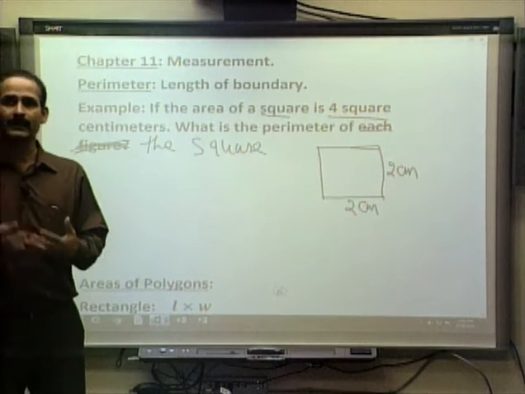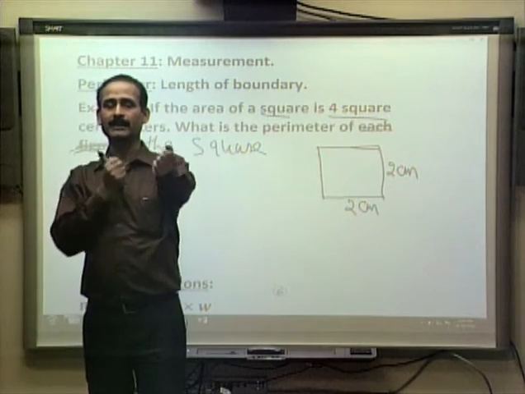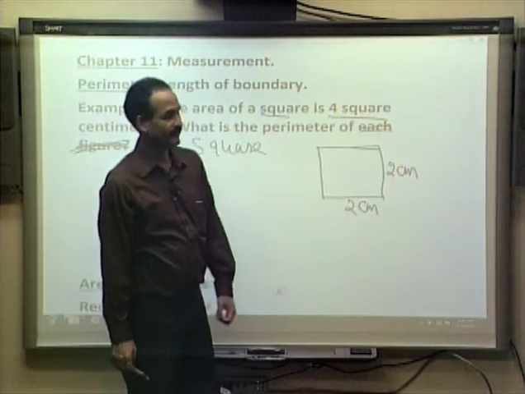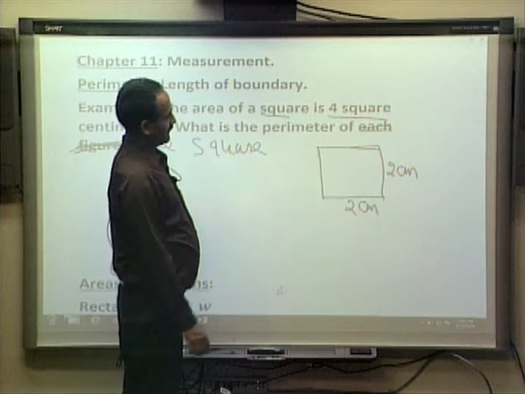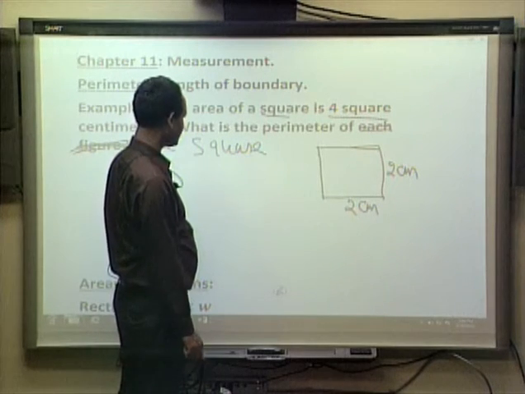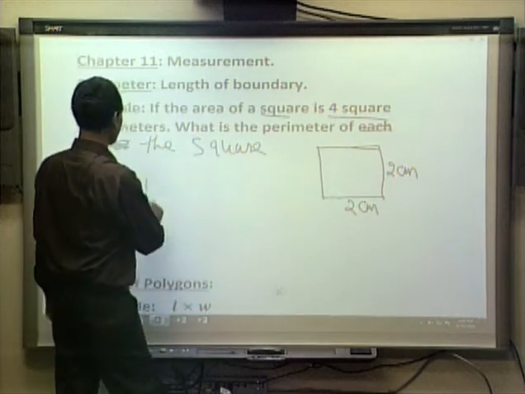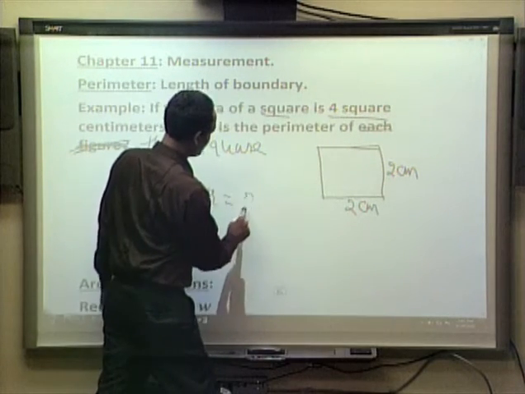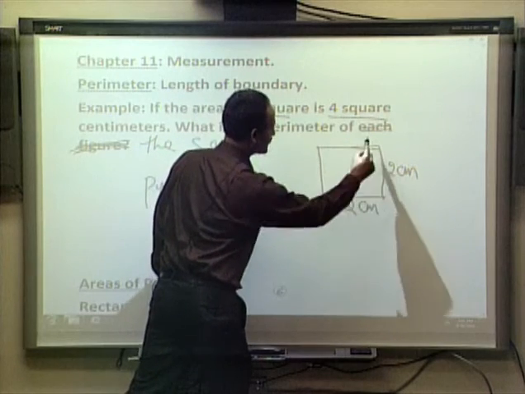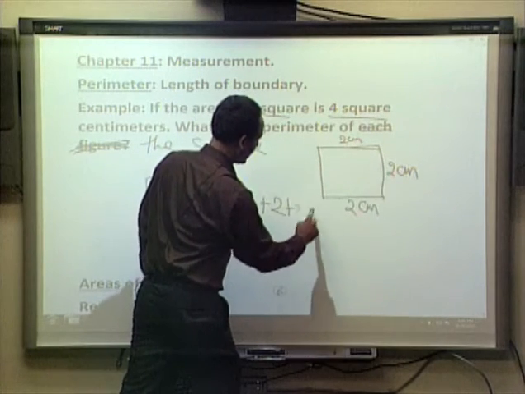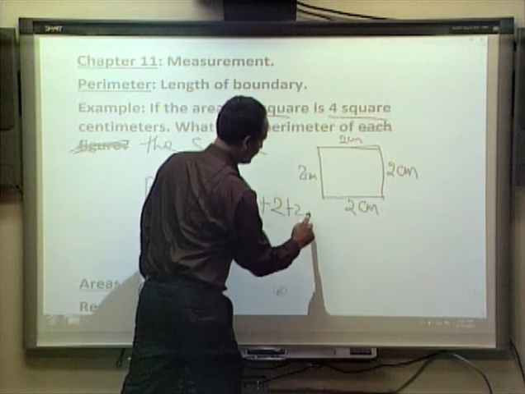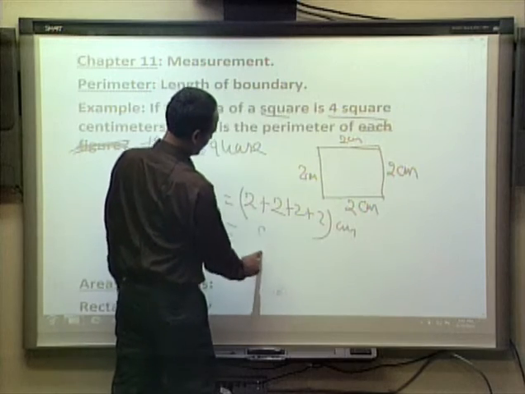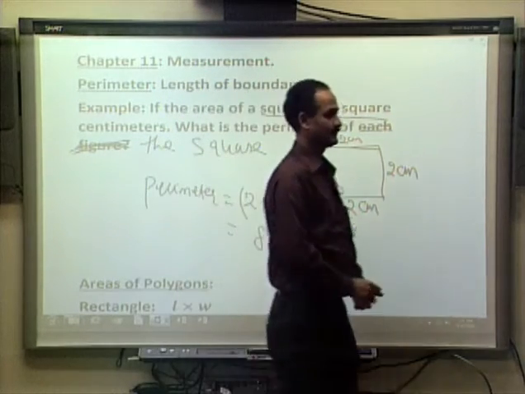Because we know that for a square the length and the width are the same, and we know area is length times width. So, 2 times 2. Now, if you want to calculate its perimeter, it is nothing more than this 2 plus 2. If this is 2, this is 2, this has to be 2 also, and this has to be 2 also. So, the perimeter is 2 plus 2 plus 2 plus 2 centimeter, that means 8 centimeter. Simple.